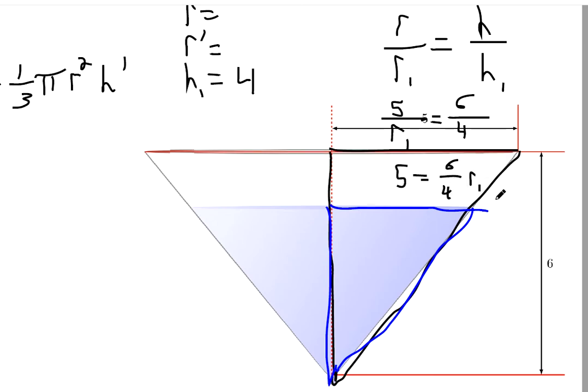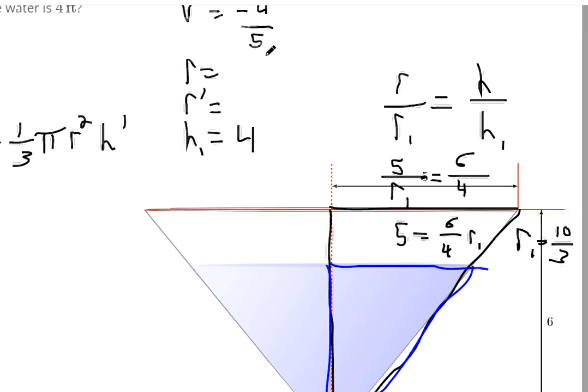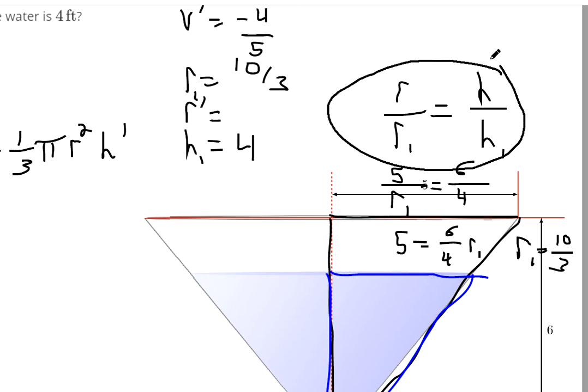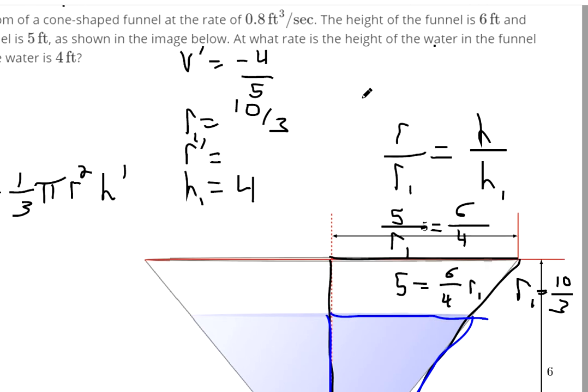Multiply r sub 1 to both sides, so that's 3/2. Multiply that to both, so we're going to get r sub 1 is 10 over 3. Let me just double check that I have that right, because if I don't, I'm going to have to do this video a third time. So that's 60 over 12. Yep, that's right. So we could call that r sub 1, the radius for this particular instance in time. Now we need r prime, and again we can get that from this similar triangles ratio.